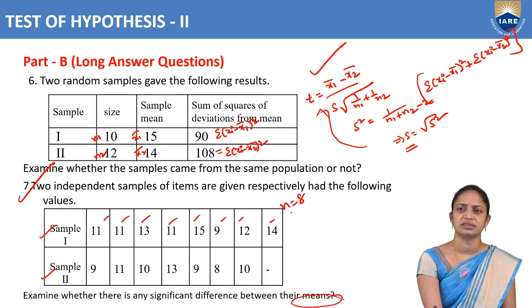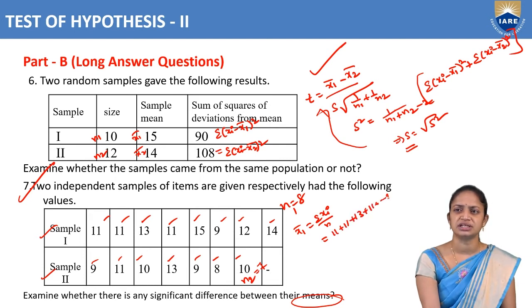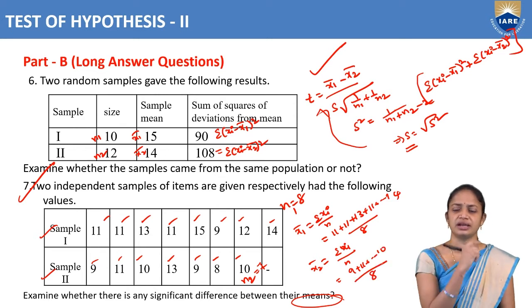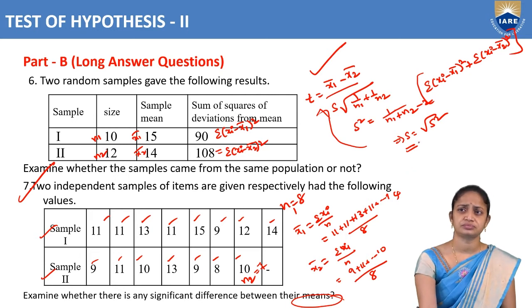So here n equal to n1 is 8 and n2 is 7. So what is x1 bar? x1 bar is summation xi by n. So that means 11 plus 11 plus 13 plus 11 plus and so on up to 14 divided by n value, which is 8. Like that you can calculate x2 bar, that is summation yi by n. That means the summation of these values 9 plus 11 plus and so on up to 10 divided by n value, which is here 8. Okay, so what about this one?